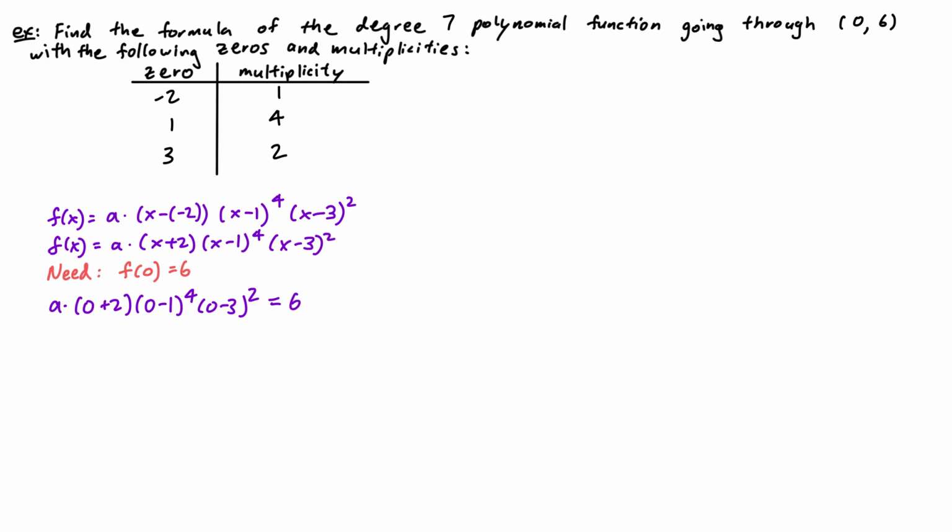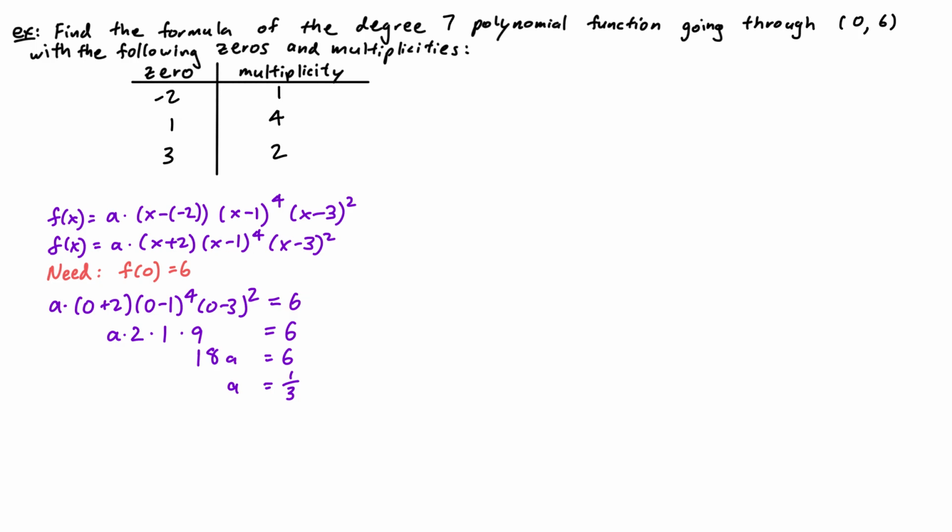Simplifying the left-hand side, we have a times 0 plus 2 gives us 2. Negative 1 to the 4th power gives us positive 1. And then lastly, negative 3 squared gives us 9. And on the right-hand side, this is still equal to 6. On the left-hand side, a times 2 times 1 times 9 gives me 18a equals 6. And then to solve for a, we can divide both sides by 18. A would be 6 divided by 18, or 1/3.